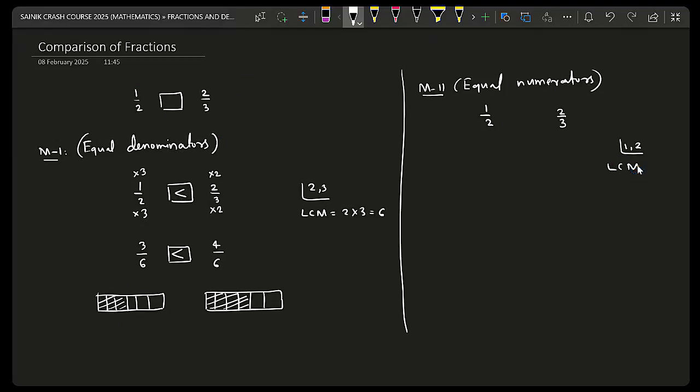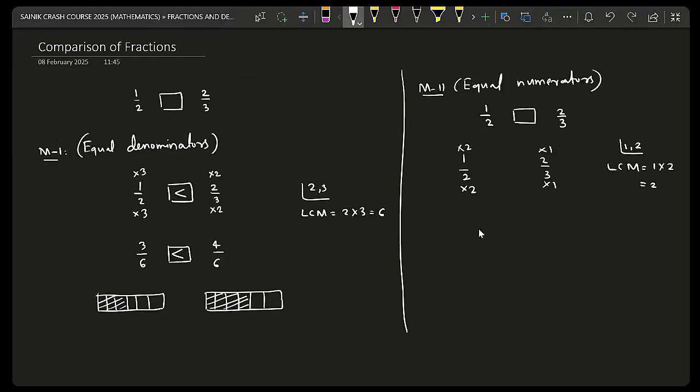So co-primes LCM is going to be 1 into 2, that is going to be 2. I want to convert both numerators to 2. So what I do here is I want to compare these two. So numerator 1 by 2, 2 by 3. Here numerator is 1. I want to make this 1 as 2. So multiply by 2. Because I multiplied numerator by 2, denominator also should be multiplied by 2. Here the numerator is already 2. So no need to multiply by any number. But even if you want to multiply, you can just multiply by 1 only.